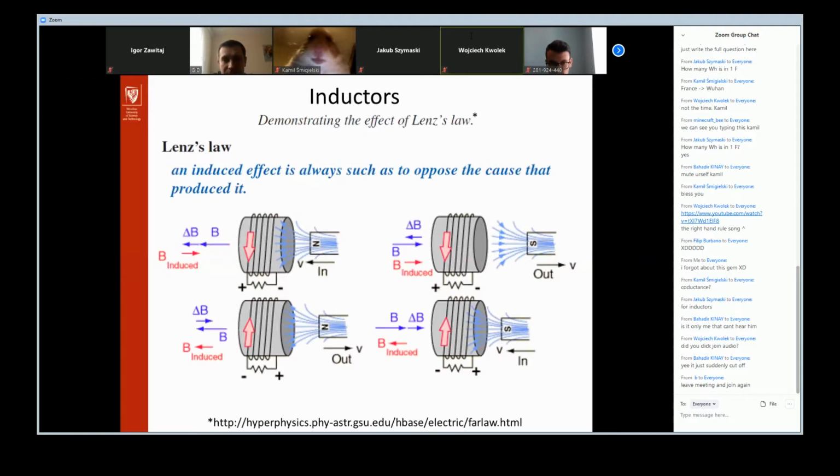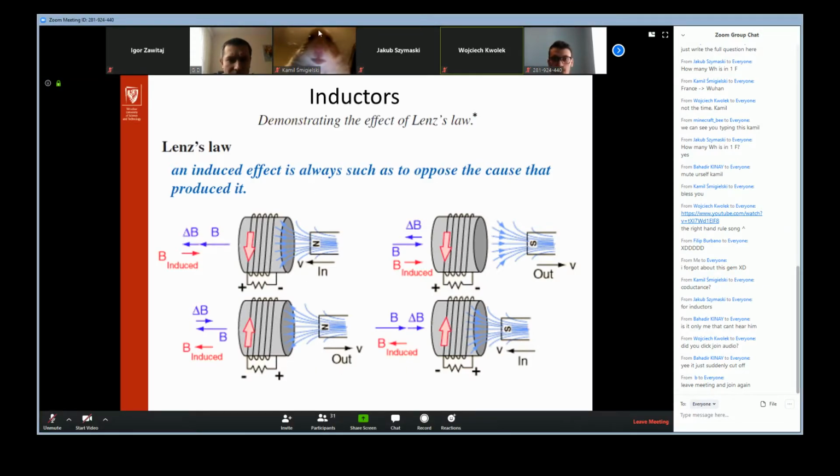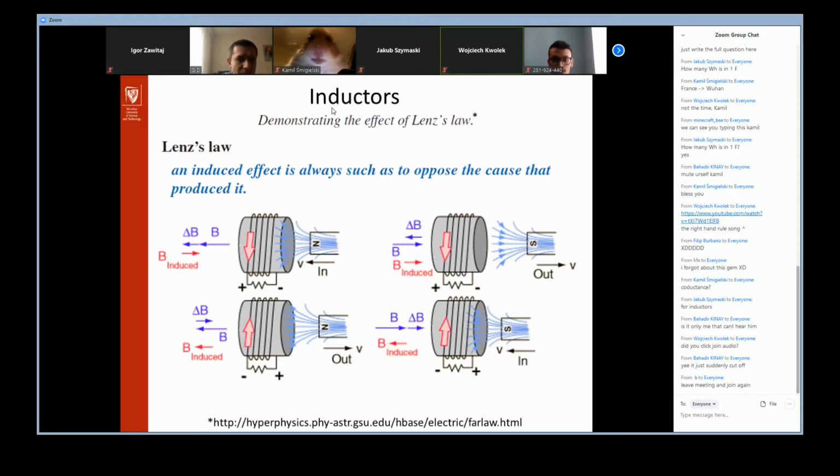The next thing, I think you have to just read more about Lenz's law. What is Lenz's law? Very briefly, Lenz's law tells you that if we have some induced effect in the coil due to changing magnetic flux, this induced effect has the opposite direction to the cause that produces it.